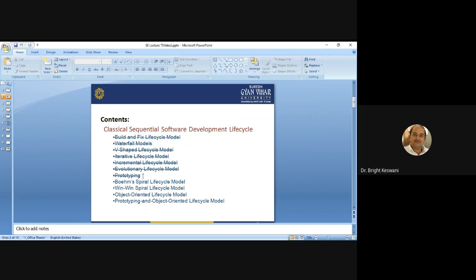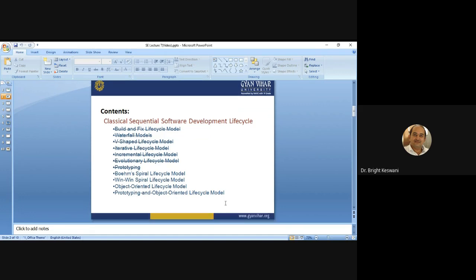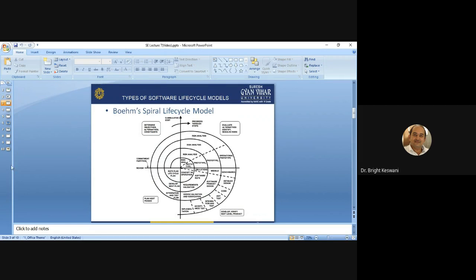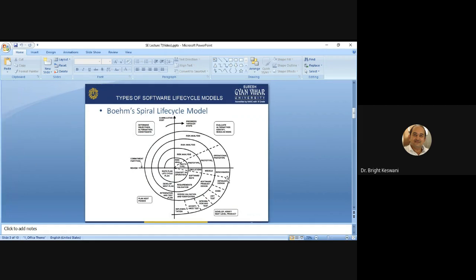In today's class, we will discuss Boehm's spiral lifecycle model, WinWin spiral lifecycle model, object-oriented lifecycle model, and prototyping and object-oriented lifecycle model. So let us start with Boehm's spiral lifecycle model. You can see it in this PPT. It is a clear-cut presentation of Boehm's spiral lifecycle model.